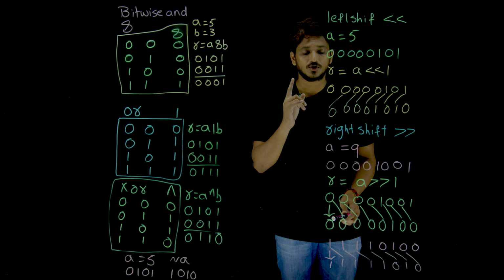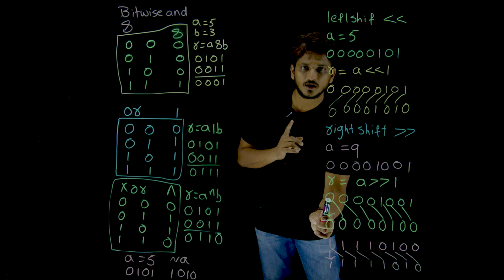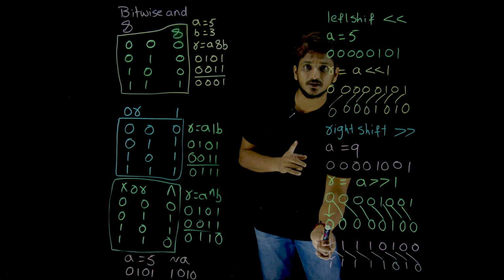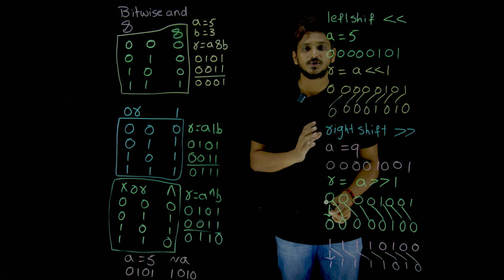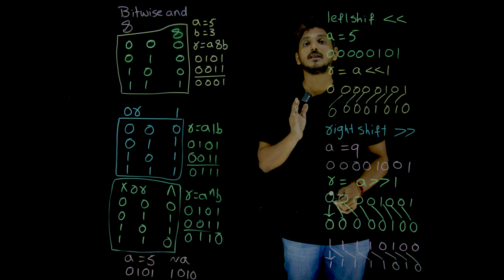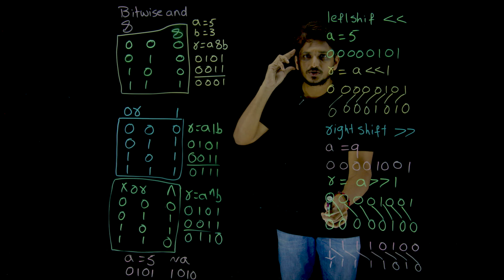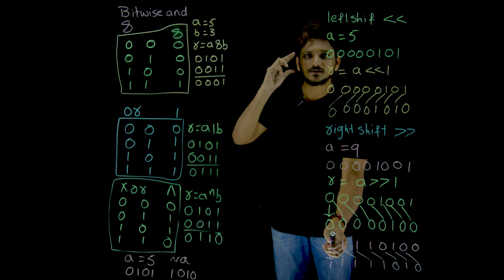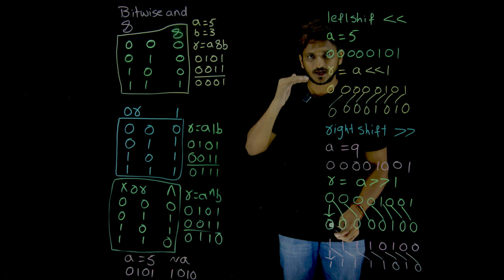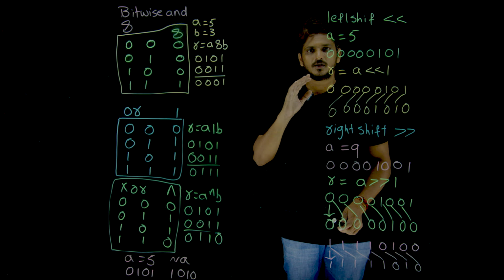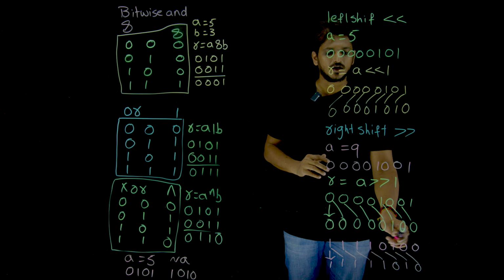So the important point you need to understand: the 8th bit, the most significant bit, keep it as it is. This type of shift we call an arithmetic right shift. So why are we keeping the most significant bit as it is? This is the point you need to understand. At the end we are going to discuss that. So now what happens when you do right shift?